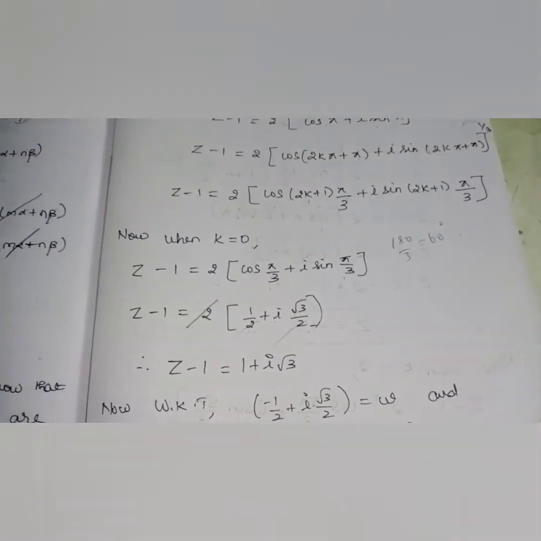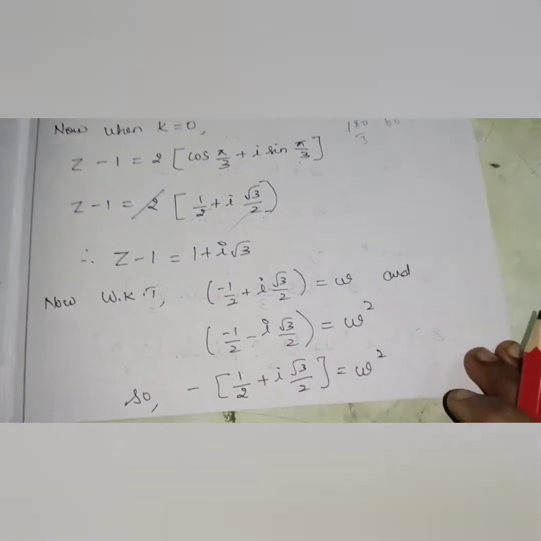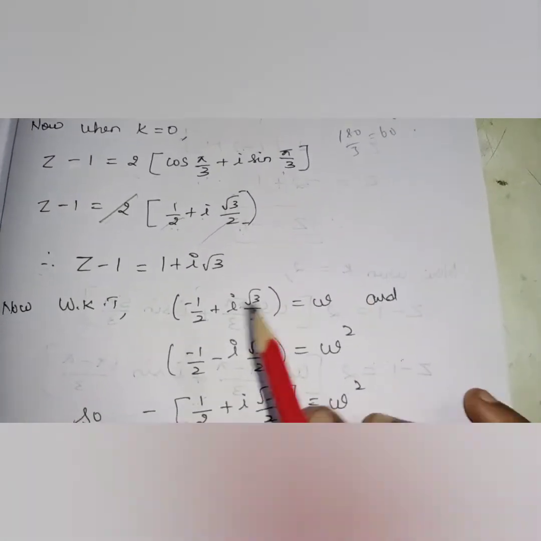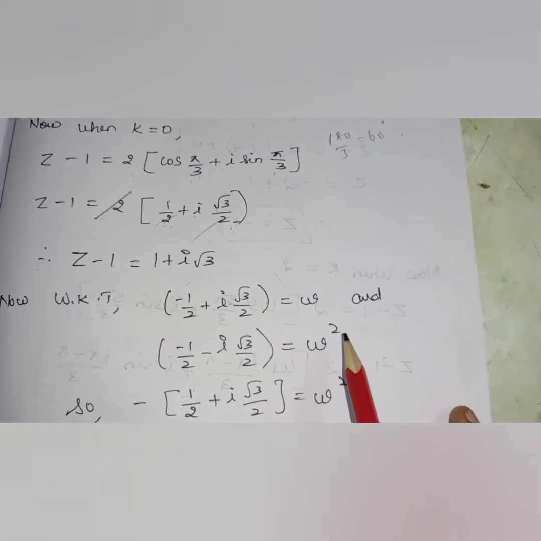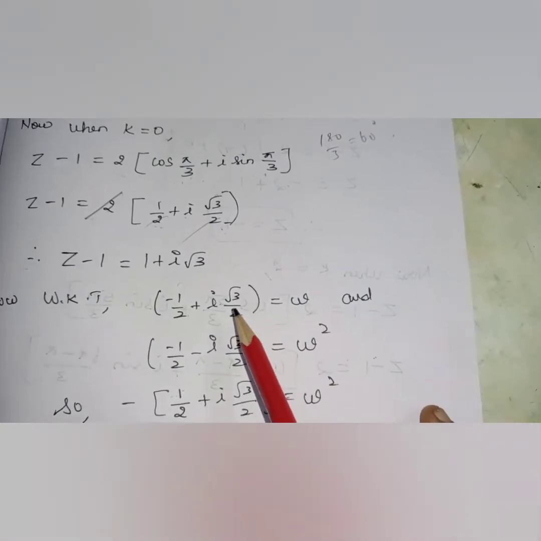Now comes the important part of the derivation. See, we all know that in the previous example sum, we derived the value of omega, right? And omega square also. You all remember that?